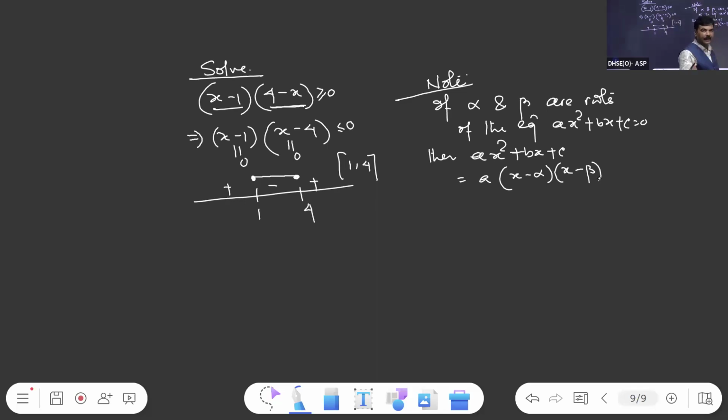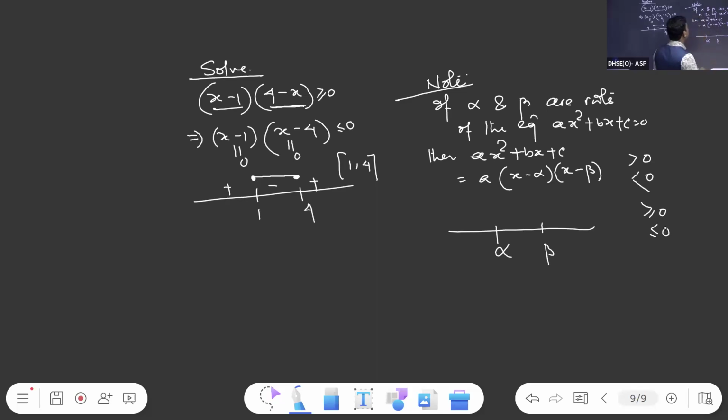Okay. So the moral of the story is, if the coefficient of x square is negative, then make it positive by multiplying by -1. Then find the roots. If roots are alpha, beta, put the number line, mark alpha and beta. Suppose alpha is less than beta, alpha will be on the left hand side and beta will be on the right hand side. Then check whether the greater than region is there, or less than region is there, or greater or equal to, less or equal to.